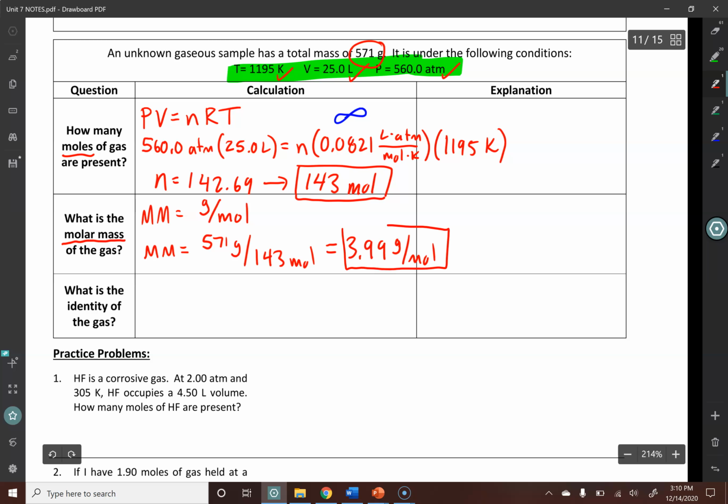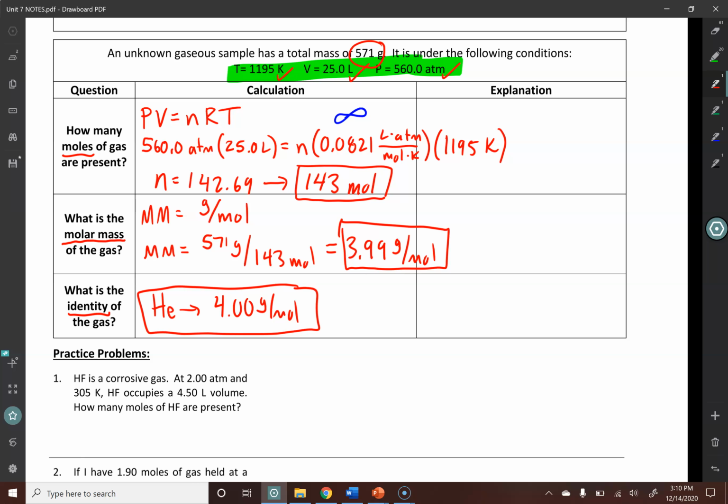All right, and the last question I could ask: what is the identity of this gas? Well, how am I supposed to know that? You don't give me any information about that. Well, I do know the molar mass, 3.99 grams per mole. If I look at the periodic table, helium has a molar mass of about 4 grams per mole. Yeah, that's pretty close. I would say that's your best possible identification. You're probably looking at helium.